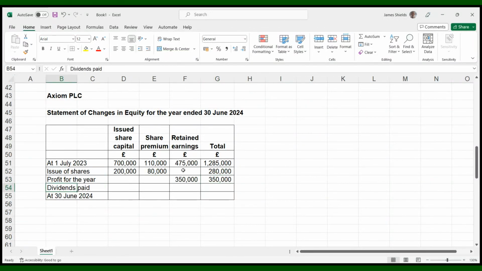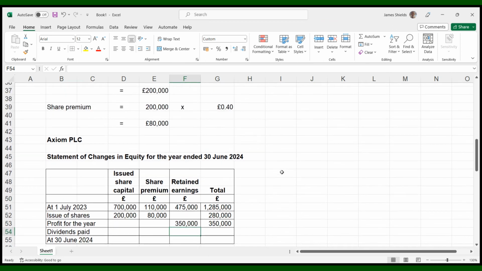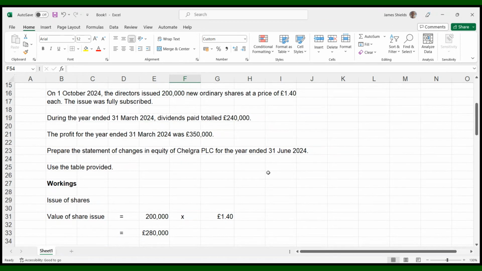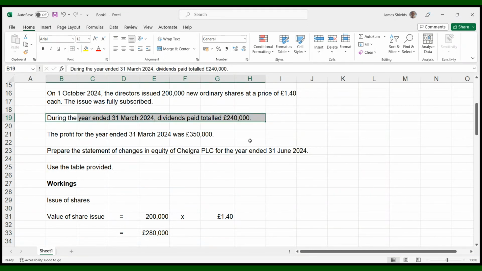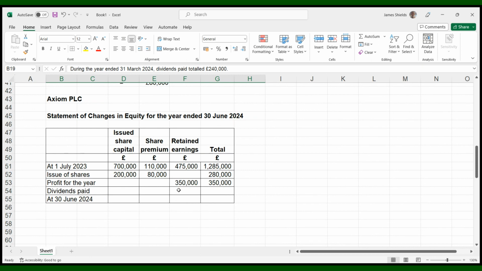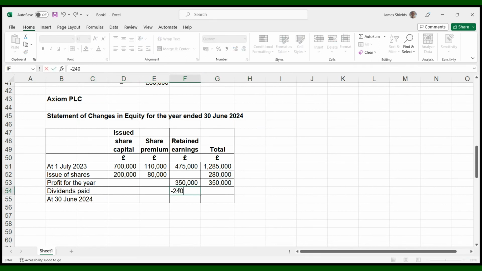Then we have dividends paid. Now, dividends paid are going to be coming out of the profits. So we're giving some of the profits to our shareholders. So it's going to come out of retained earnings, and it's going to be negative because it reduces the amount of retained earnings. So back to the question then, the amount of dividends paid. So during the year, dividends paid totaled £240,000. So we have a negative £240,000. And again, my total for that column will be negative £240,000.